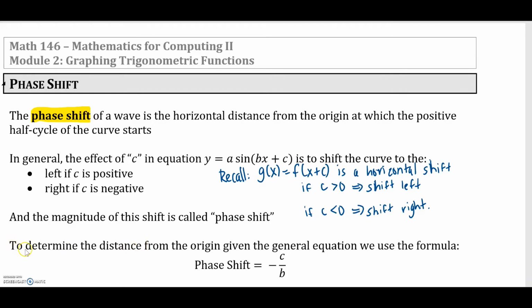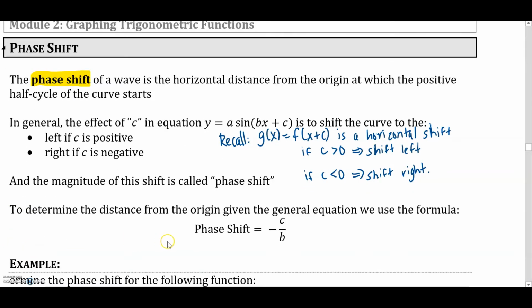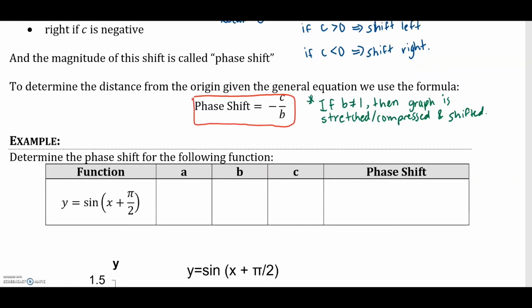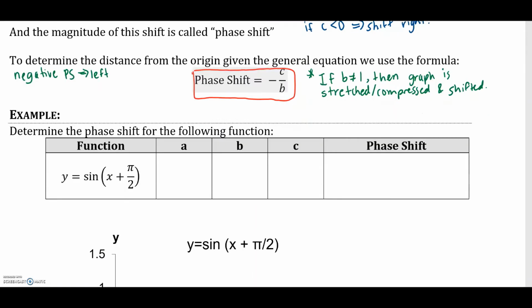To determine the distance from the origin, given our general equation, we use the formula for phase shift: the phase shift is equal to minus c divided by b. Whenever b does not equal 1, it means our trig function is not only being shifted, but it's also being stretched or compressed. The phase shift accounts for the stretch and compression as well as the shift all in one calculation. When we calculate the phase shift, if you get a negative value, it means your graph is shifted to the left, whereas if you get a positive phase shift, it means your graph is shifted to the right.